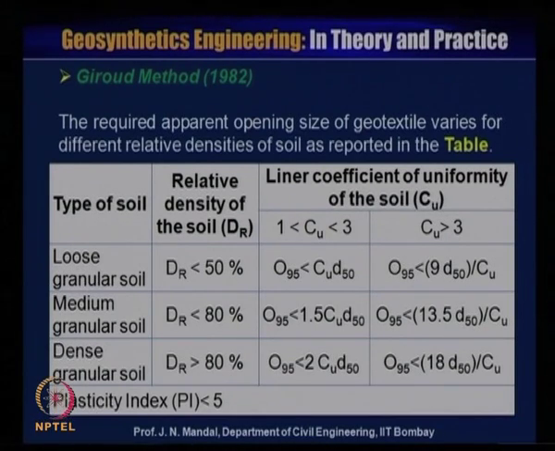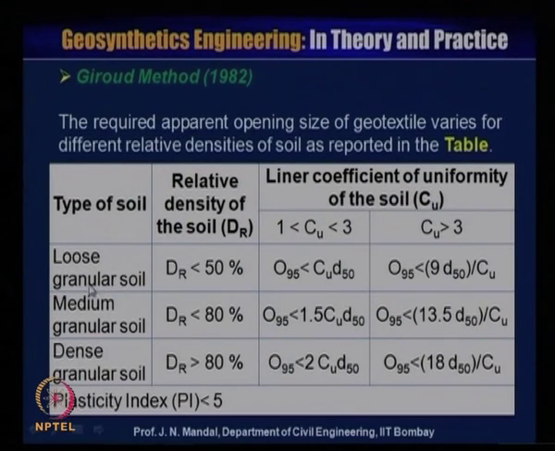Now, this is Giroud method 1982. So, the required apparent opening size of the geotextile varies with the different relative density of soil. You can see the type of soil, the relative density of the soil Dr, and this is the coefficient of uniformity of the soil Cu. So, from the grain size distribution curve you can determine what is Cu.